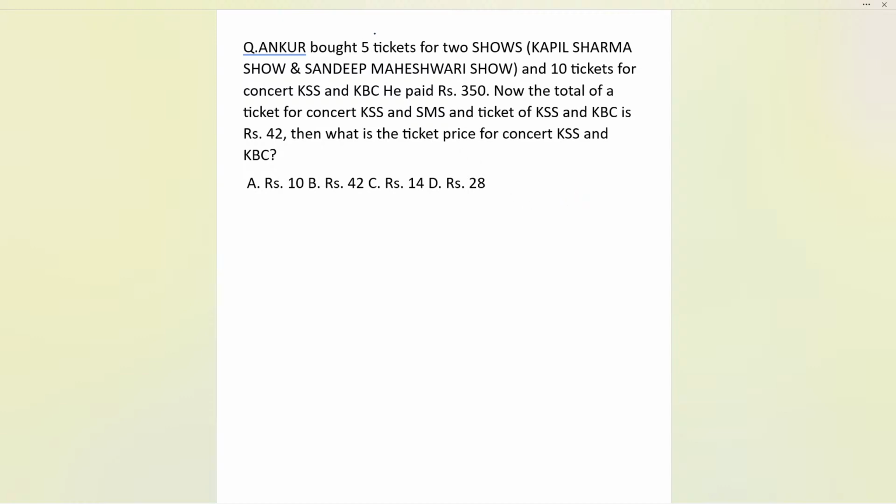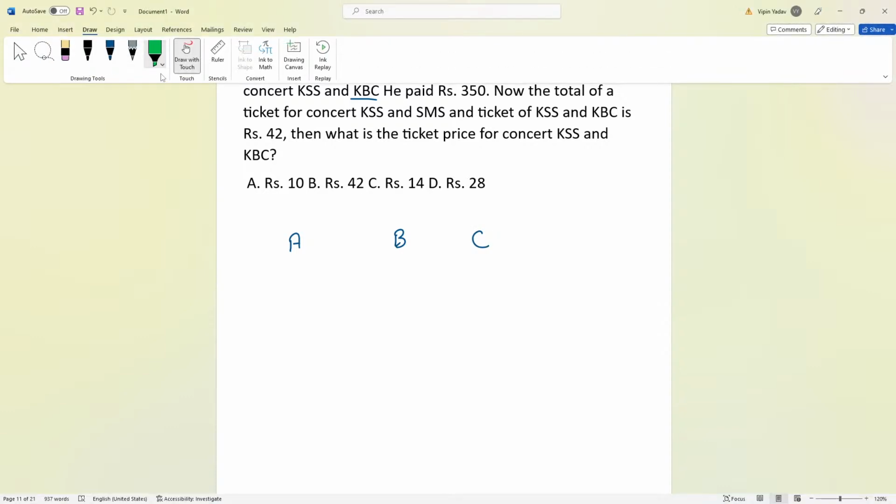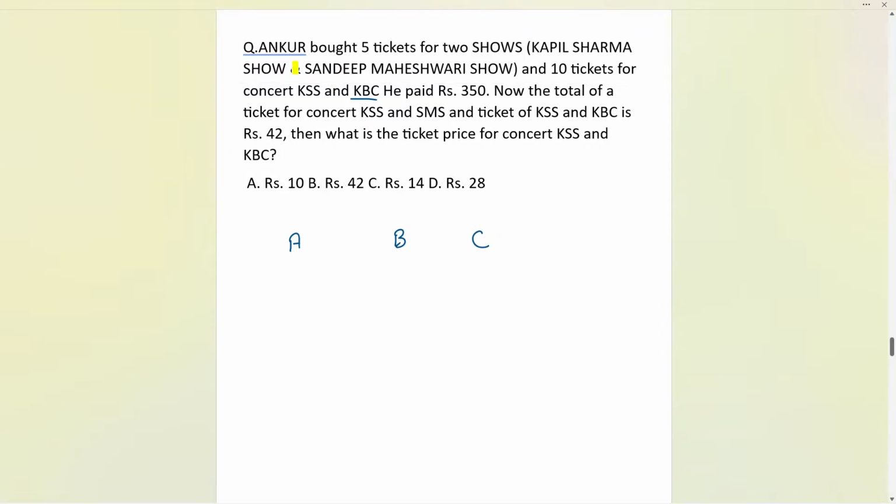Now, Ankur bought 5 tickets for 2 shows, the Kapil Sharma show and the Sandeep Maheshwari show. Two shows are there over here. Let us take the Kapil Sharma show as A, the Sandeep Maheshwari show as B, and next we have the KBC, that is C over here. So Ankur bought 5 tickets for 2 shows, Kapil Sharma and Sandeep Maheshwari, and 10 tickets he has purchased for the Kapil Sharma show and KBC.